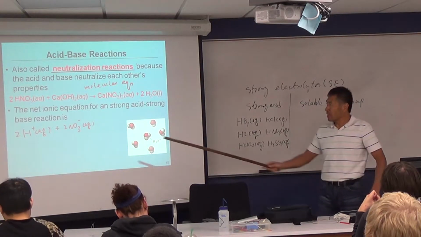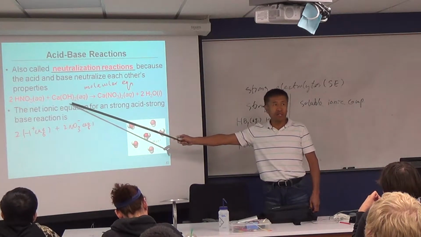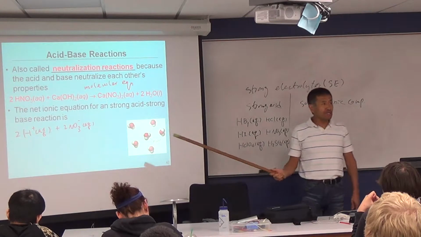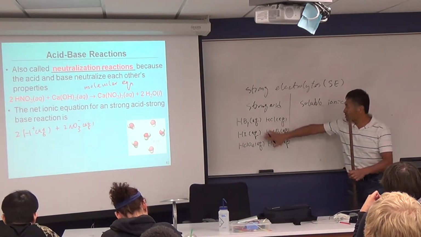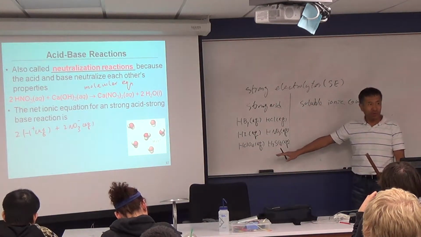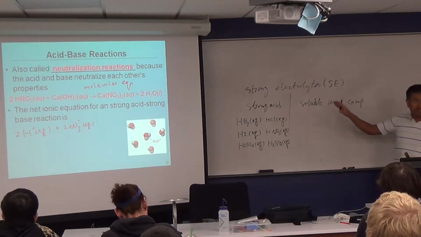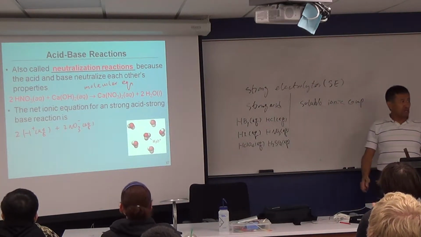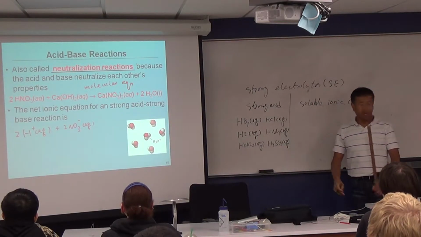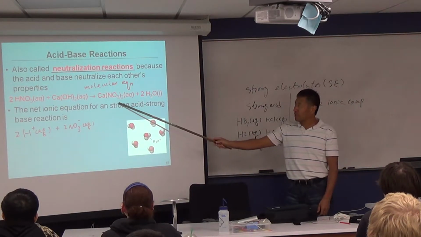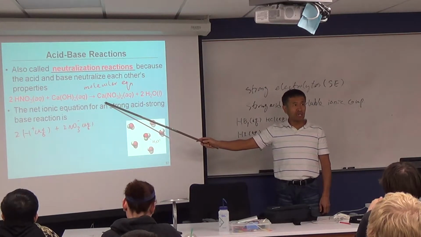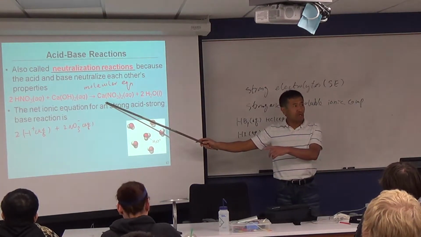Then continue with the next one, calcium hydroxide. Is that one of those strong acids? No. Is that ionic? Yes, because you have calcium. Is that soluble? Yes, because it's aqueous. So therefore, also separate that. What about this one? Are you going to separate this one? Yes, because it's also ionic.